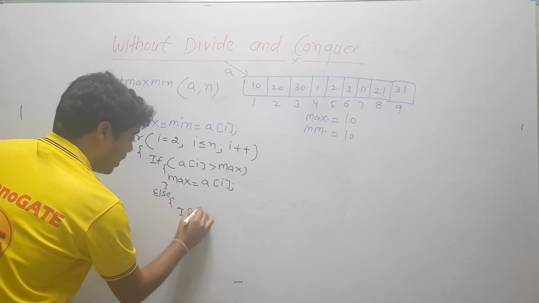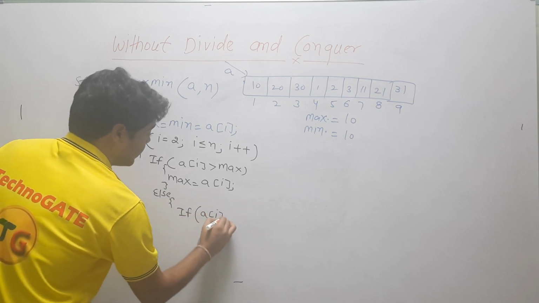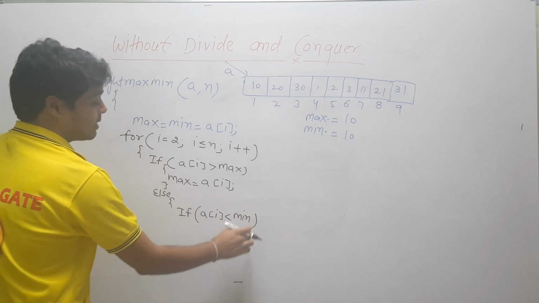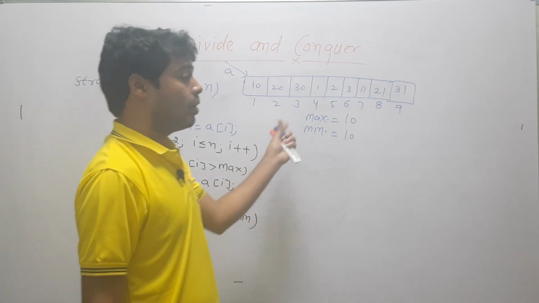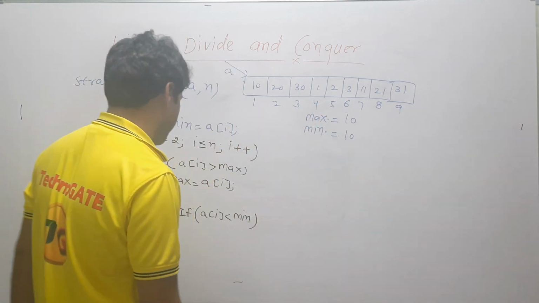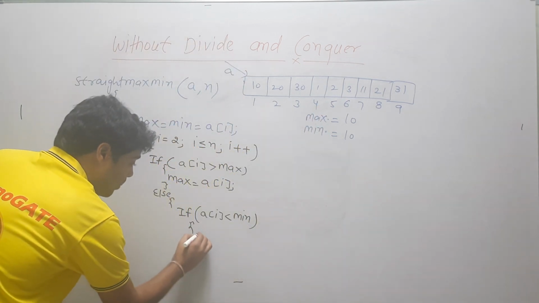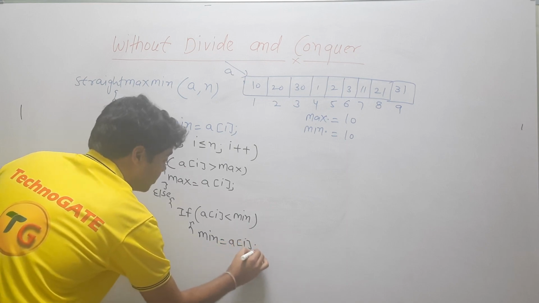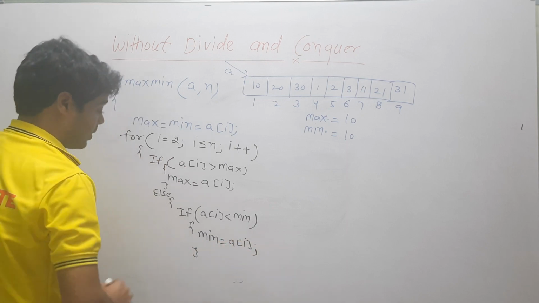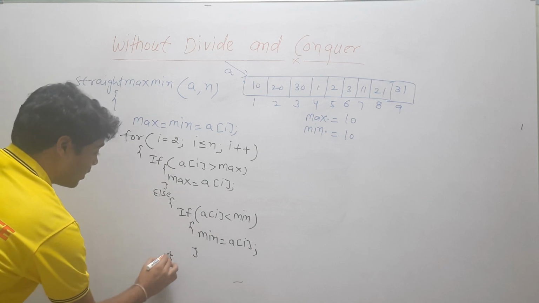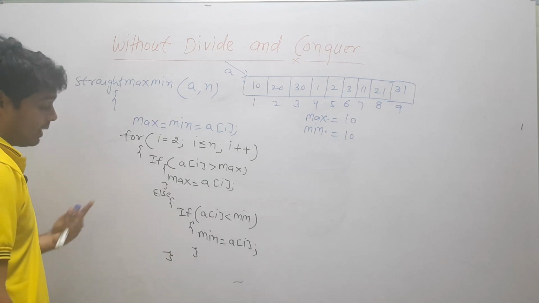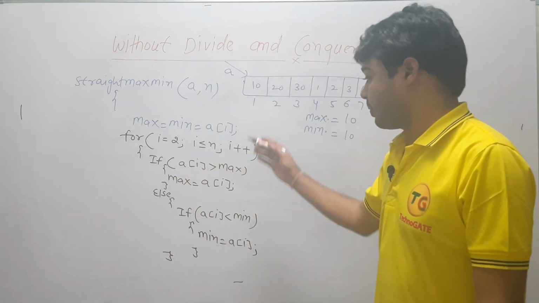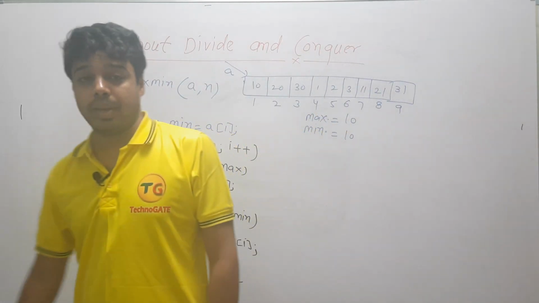if a of I is less than minimum, then who will update? Minimum will be updated here. So minimum is a of I. Okay, and after this, after the for loop, return the maximum and minimum element here.